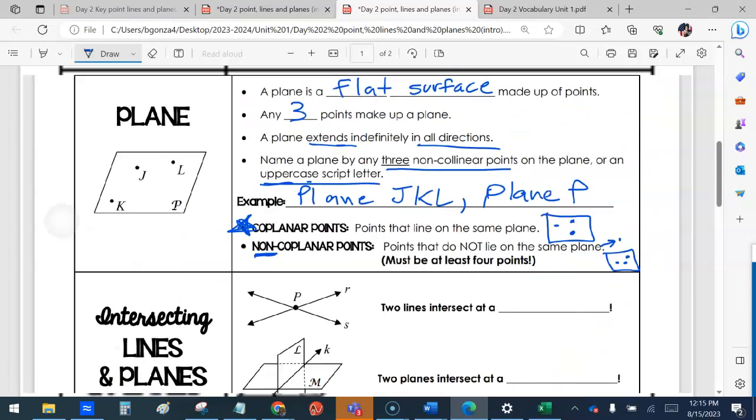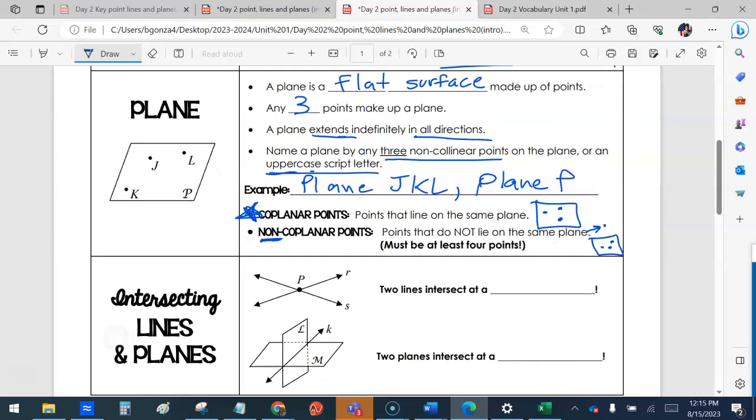That's plane. And then our last little section down here, intersecting lines and planes. Now look, right here, I got 2 intersecting lines. Where do they cross? What is that thing called? A point, right? So when 2 lines cross, they make a point. So 2 lines intersect at a point. Exclamation point.